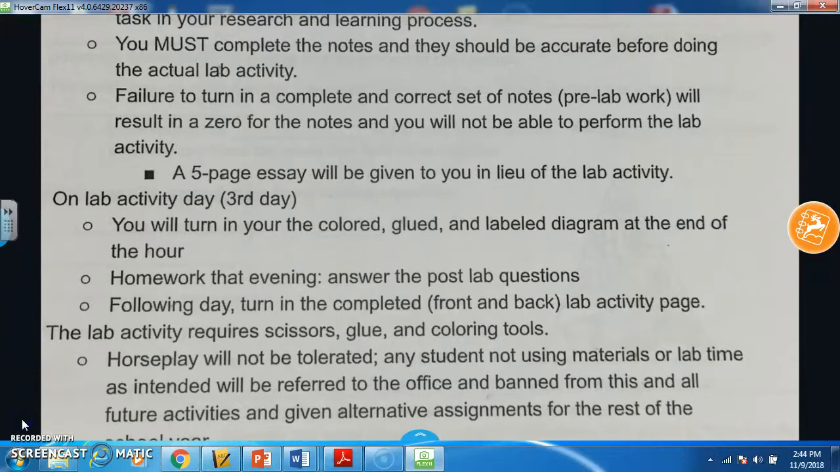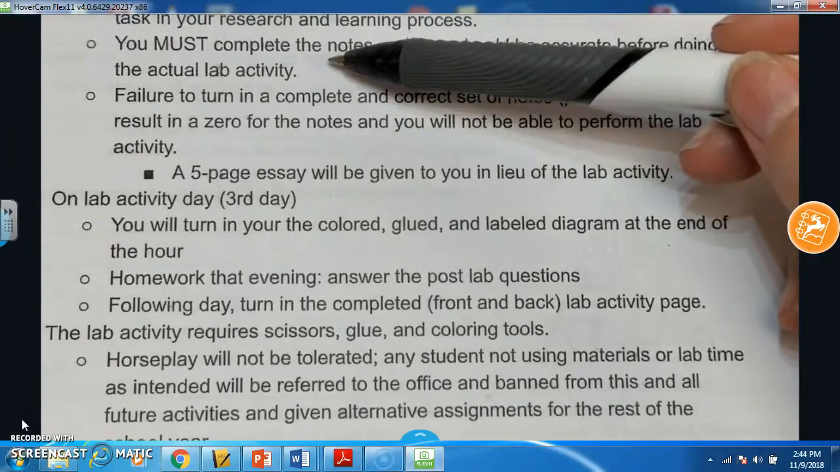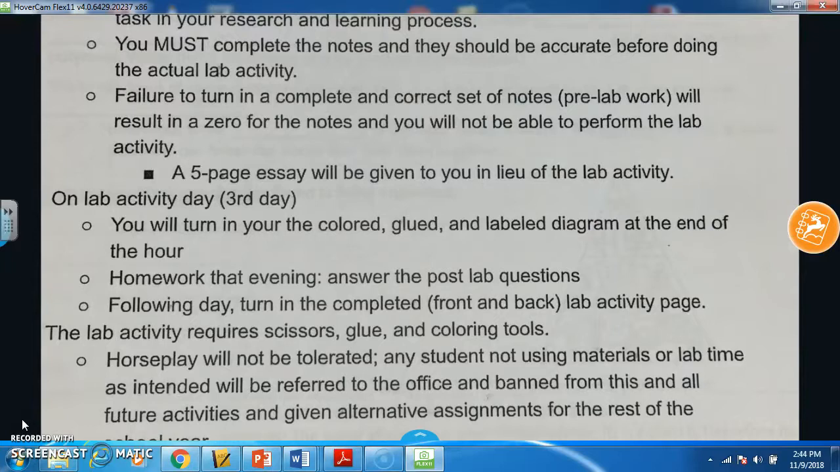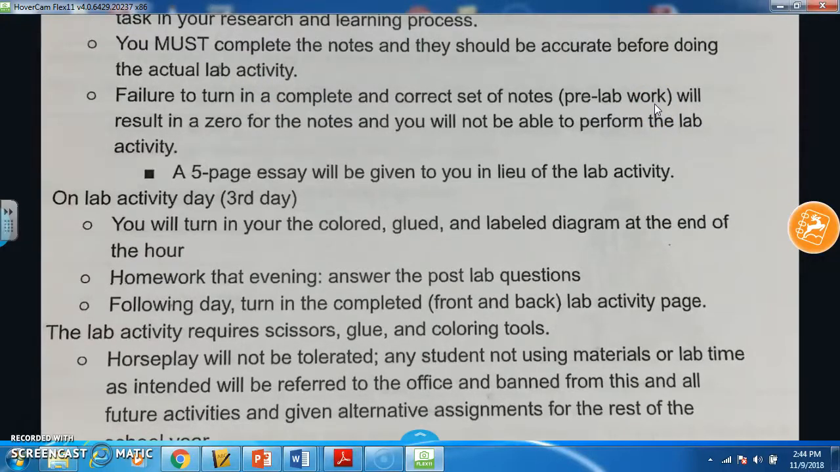And judging by how homework and in-classroom tasks are completed, which isn't always very good, I have added this. You must complete the notes, and they should be accurate before doing the actual lab activity. Failure to turn in a complete and correct set of notes, which is what I consider your pre-lab work, will result in a 0 for the notes, and you will not be able to perform the lab activity.